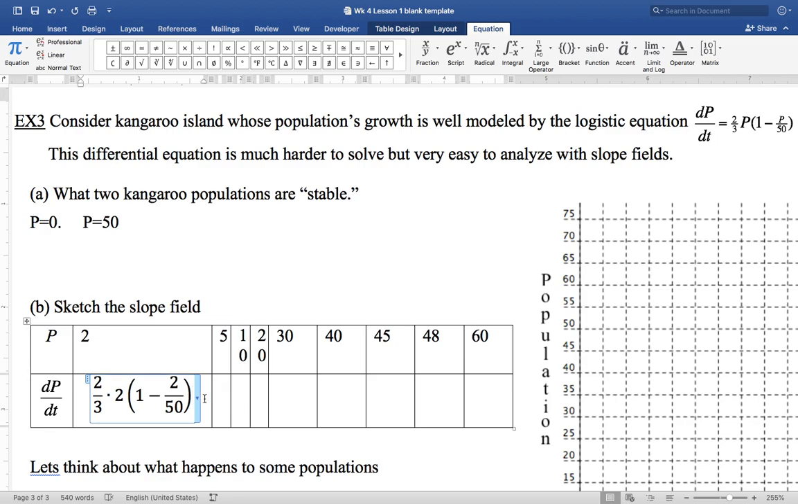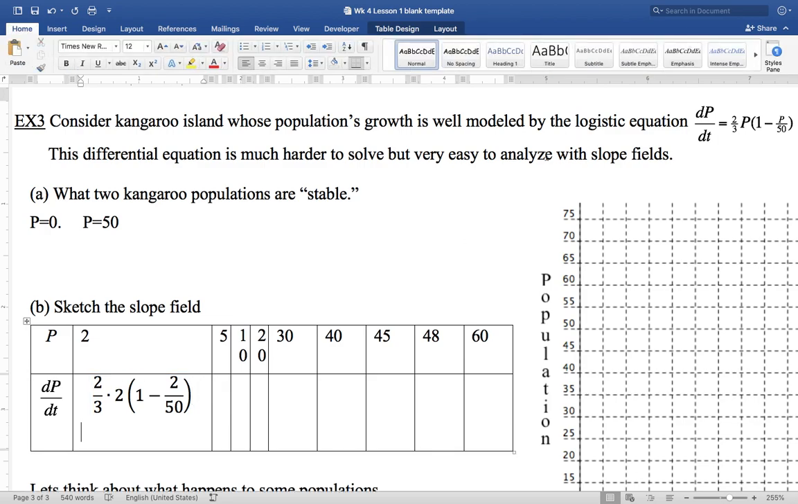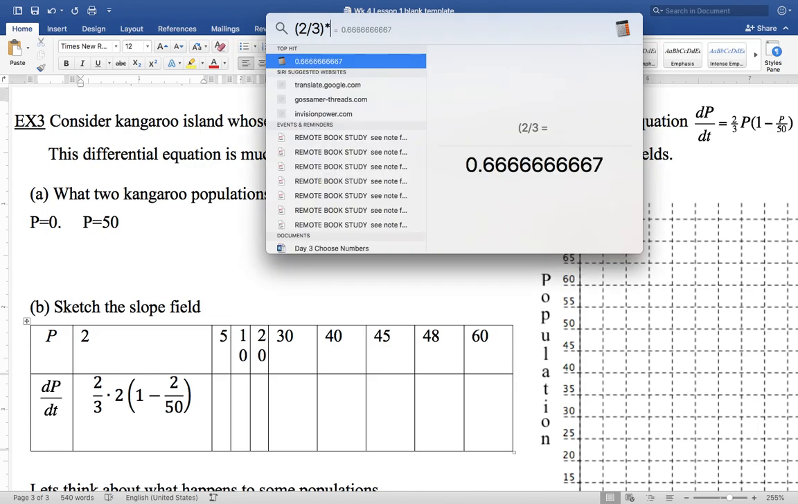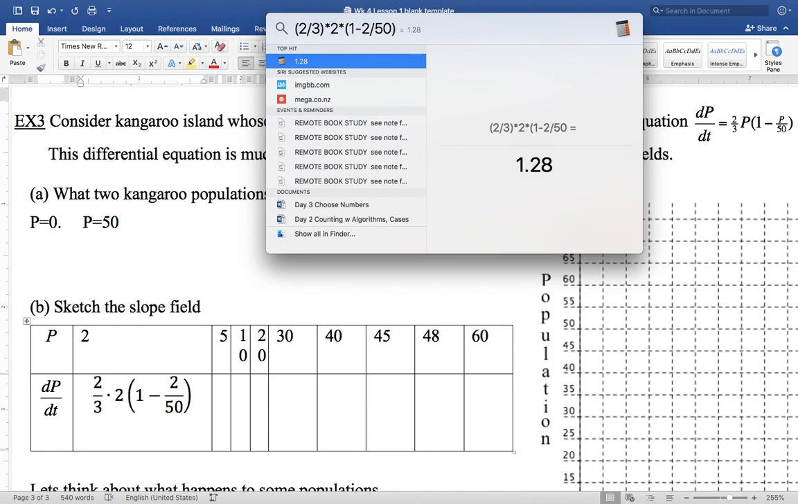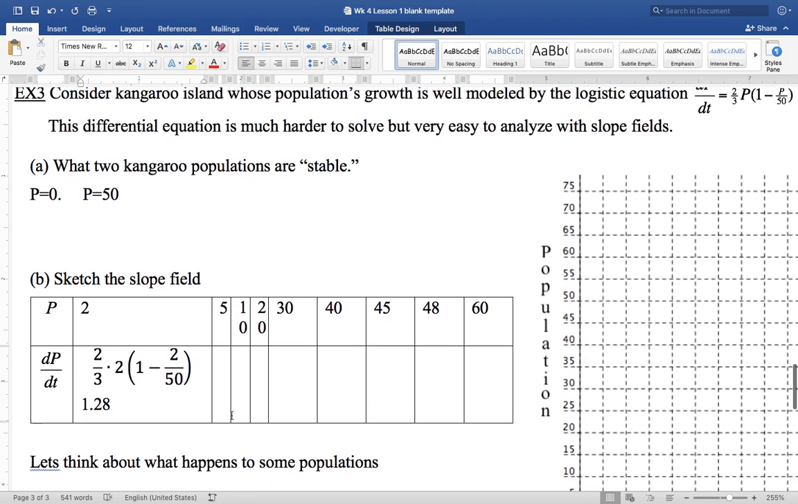Okay, there we go. So if you plug p equals 2 into the formula for dp/dt, that's what we get. Let's see what that is as a decimal. So 2/3 times 2 times 1 minus 2 over 50. I get 1.28. What that's telling me is that when p is equal to 2, the slope of the little line I draw should be 1.28, about 1, okay?